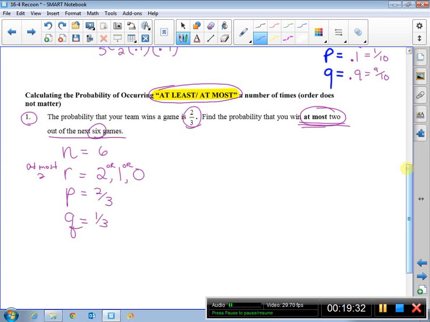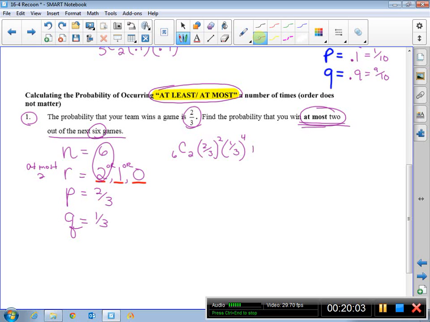Now, at most and at least require as many parts as you have values for R. So we're going to go from the top. We're going to start with 6 choose 2. 6 choose 2, 2/3 squared, 1/3. So how many games would we lose out of 6? 4.